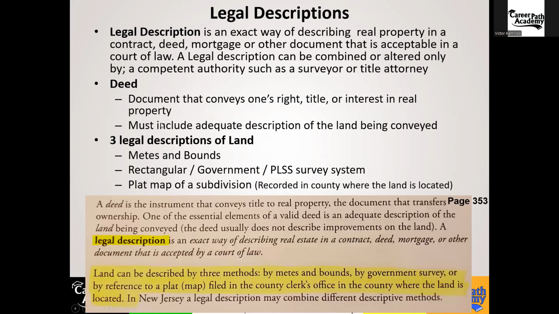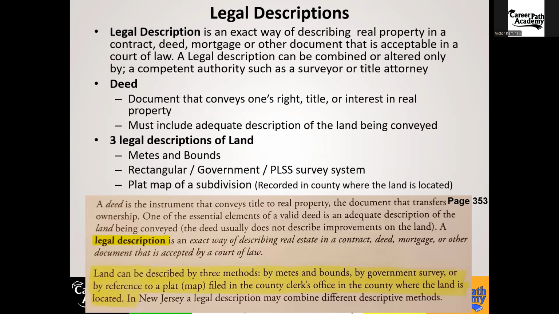Well, it's an exact way of describing real property in a document, a contract, deed, mortgage, or other document that's acceptable in a court of law. A legal description can be combined or altered only by a competent authority, such as a surveyor or a title attorney.